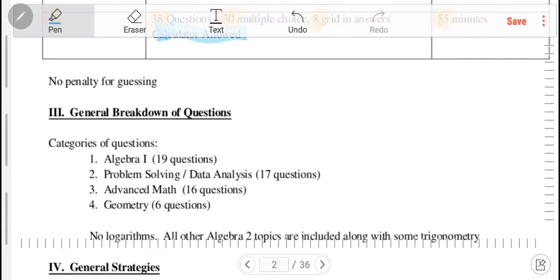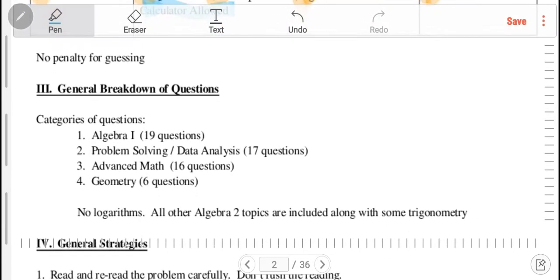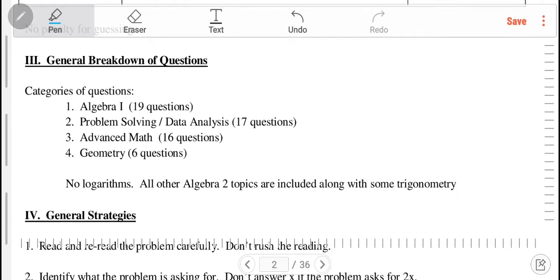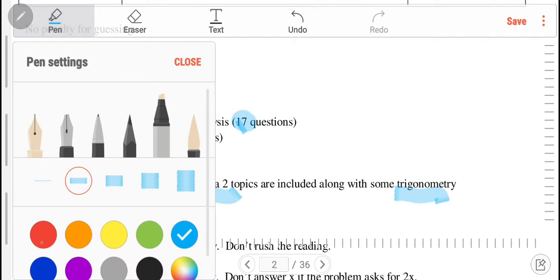Okay, and now some general breakdown of questions. Our math categories of questions contain 19 for Algebra 1, 17 data analysis and problem solving, 16 advanced math, and 6 problems only for geometry, no logarithm, and a little bit of trigonometry from Algebra 2.